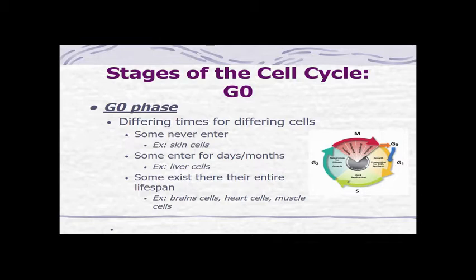And some cells exist in G0 their entire lifespan. We do have some cells that never divide, like your brain cells, your heart cells, your skeletal muscle cells. So these cells do not have the ability to create new cells or to repair. So that's why if there is an injury or damage to brain cells, heart cells, or muscle cells, that can be permanent because these cells don't have that same capability of repair like our other cells do.